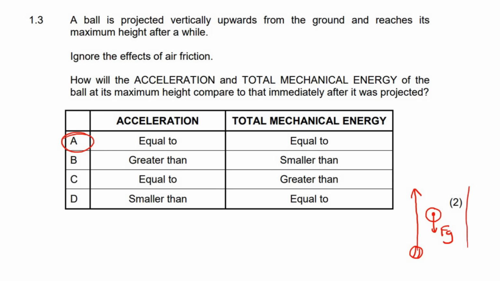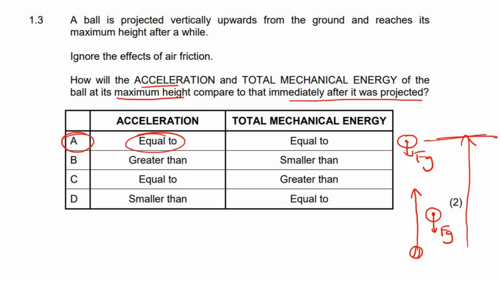When it reaches the very top, what forces are acting on it? Only gravity. Now, that gravitational acceleration never changes. So, it says, how will the acceleration at its maximum height compare to immediately after it was projected? It'll stay the same. Okay?